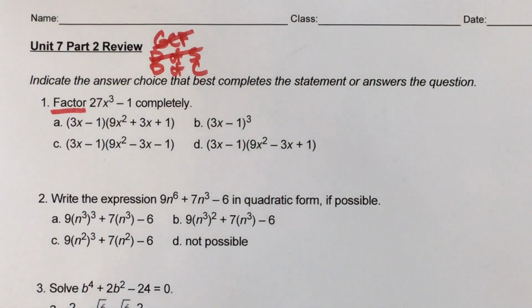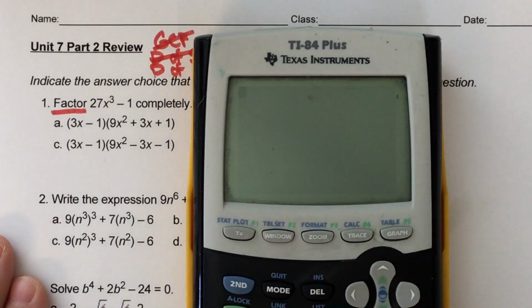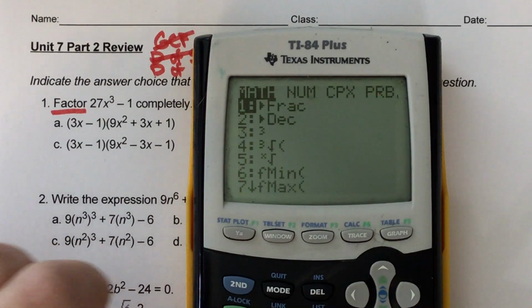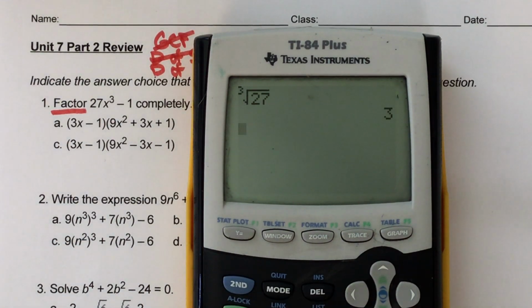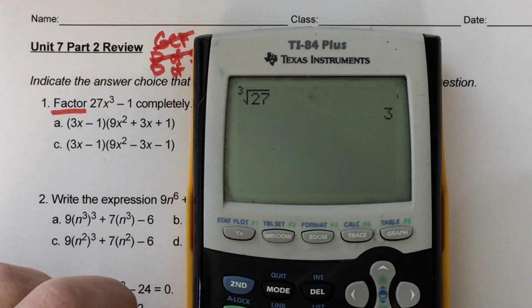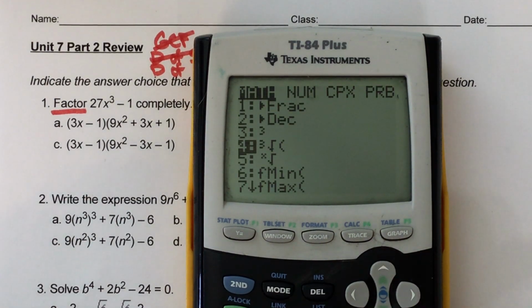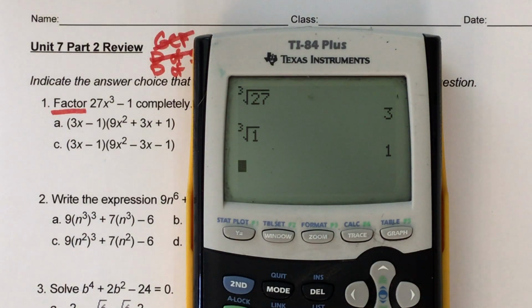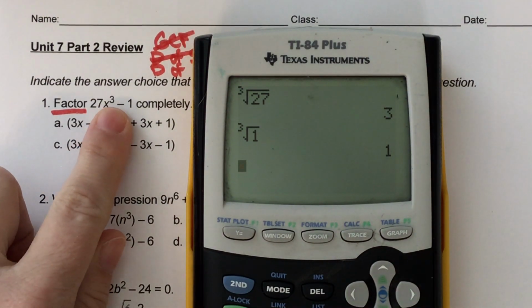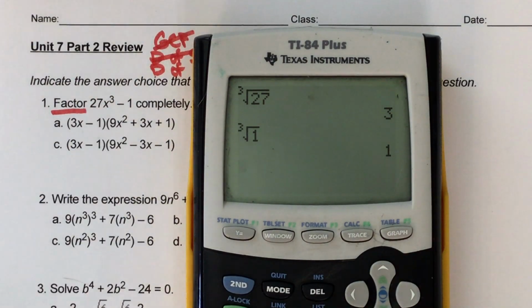Now, if you're wondering, how do I know that? Well, if I take the cube root of 27, I get a pretty little whole number. And if I take the cube root of 1, I get another pretty little whole number. So they are perfect cubes. And the exponent has to be a multiple of 3: 3, 6, 9, 12, etc.